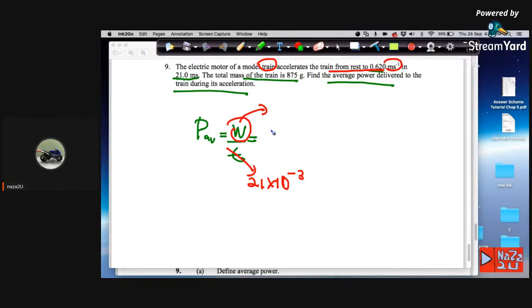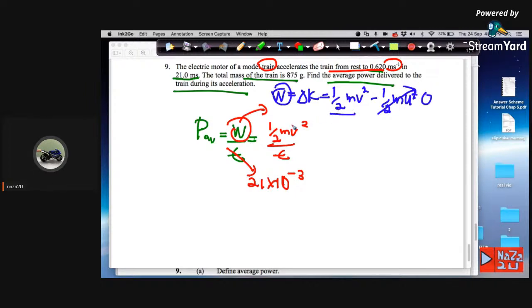So here we have the work is equal to kinetic energy, half mv square, divided by T. Or we can refer to the work-energy theorem, W is equal to the change of kinetic energy, which is half mv square minus half initial kinetic energy, u square. But it starts from rest, so u is equal to 0. So W is equal to half mv square. So we get this here.